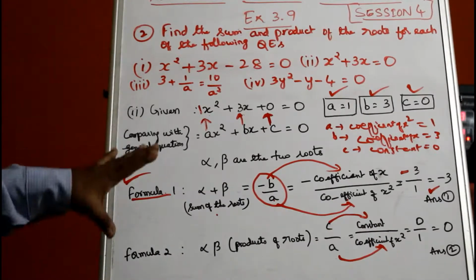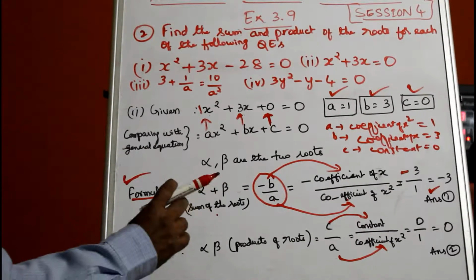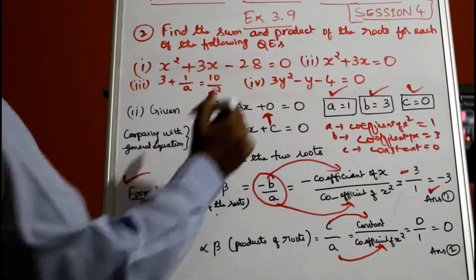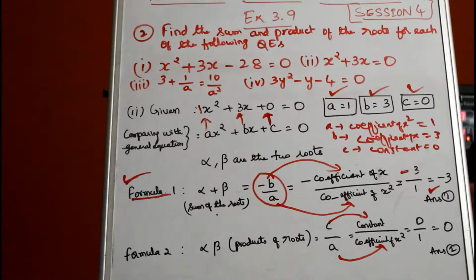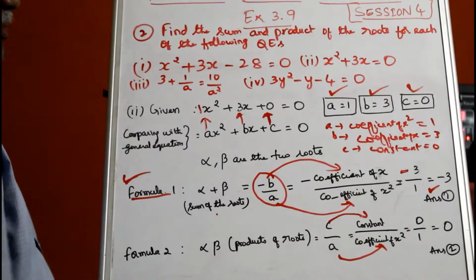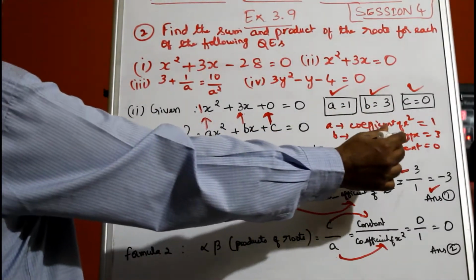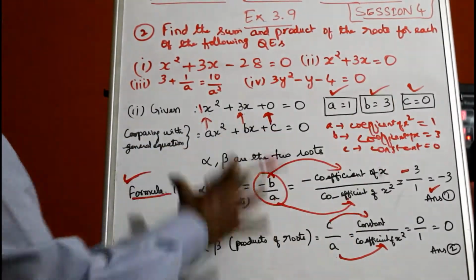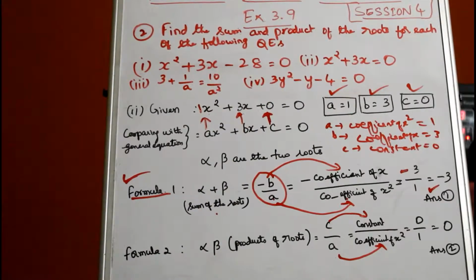This is a very simple sum. Hope you understood. Only one difference: there is no constant, so you put 0. Compare with the general form. Separate the a, b and c, where a is the coefficient of x square, b is the coefficient of x and c is the constant. Write the formula and get the answer. You work out this sum.